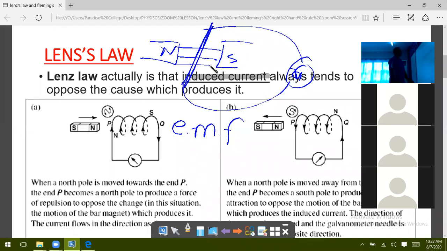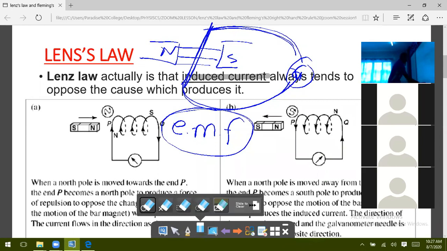That induced current is the one that comes about by moving the conductor in the magnetic field. And that induced current produced is the one that is driven around the whole circuit by the EMF. Is that clear? So electromotive force is the one that does that.